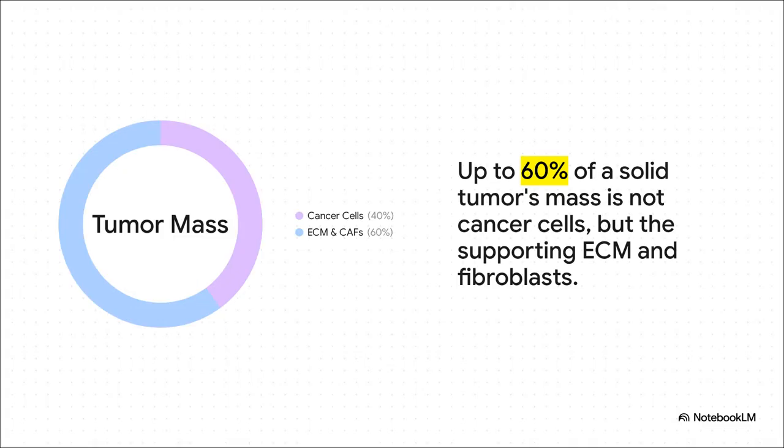Now, get ready for a statistic that should honestly blow your mind. If you take a biopsy from a solid tumor, say from pancreatic or breast cancer, you'd assume it's mostly cancer cells, right? Wrong. In many of the most aggressive tumors, the cancer cells themselves are the minority. Up to 60%, sometimes even more, of the total tumor mass is not cancer. It's this dense, fibrous network, the extracellular matrix and the CAFs that built it. The tumor is essentially living inside a massive fortress that it tricked the body into building for it.